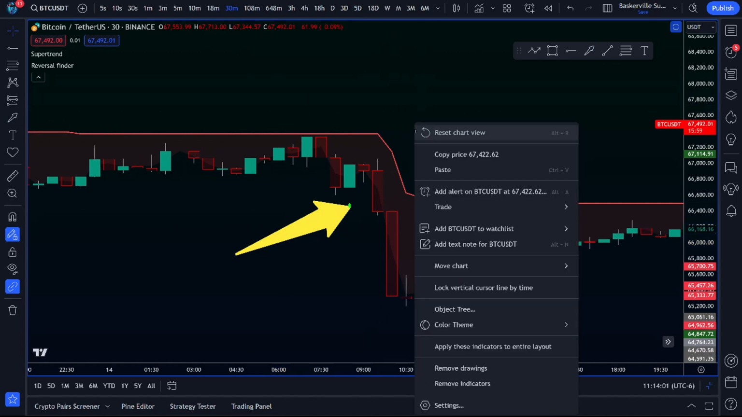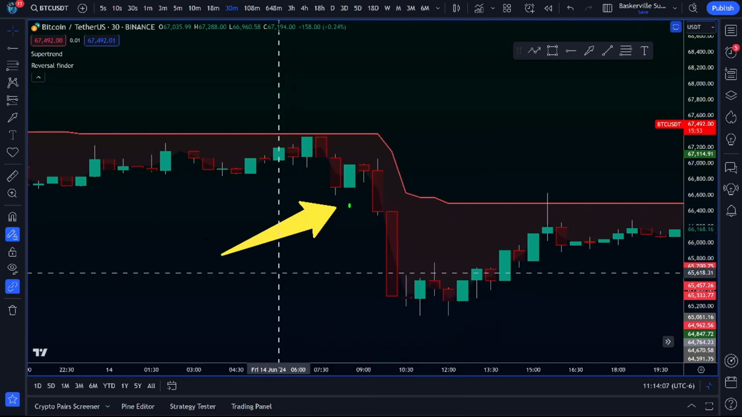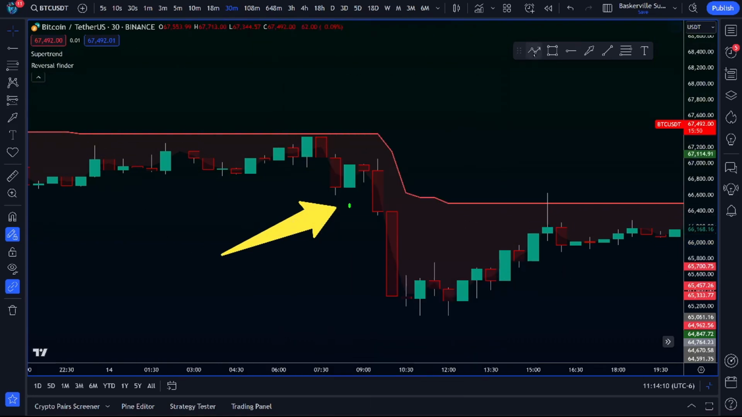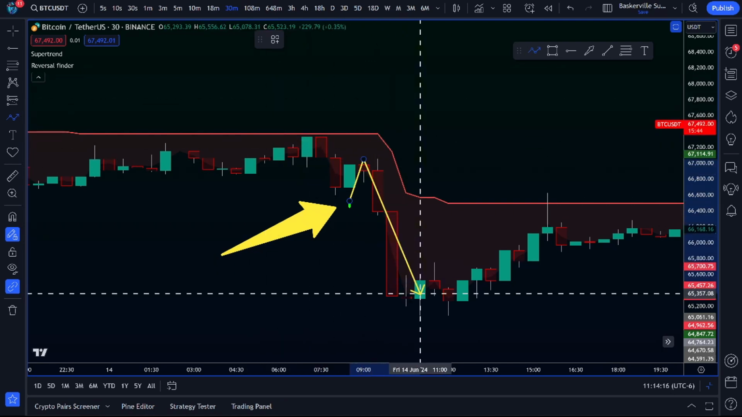Okay, let's do it. Let's actually take a trade here. You'll have this bullish reversal finder, right? Price is supposed to go up, and you'll notice that it actually turns and heads down. That's what I'm counting on because we are in a bearish super trend. So price heads down, and I'm going to go short.